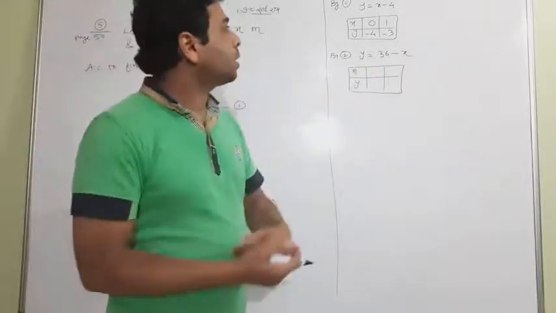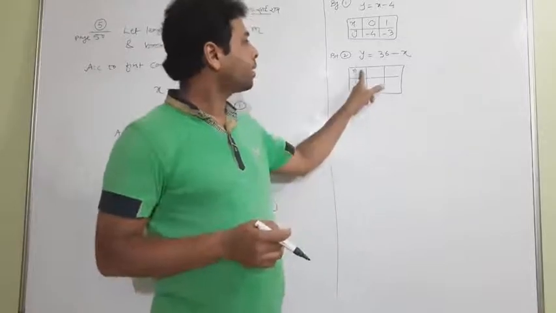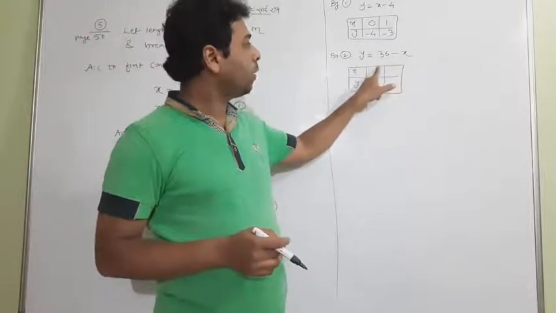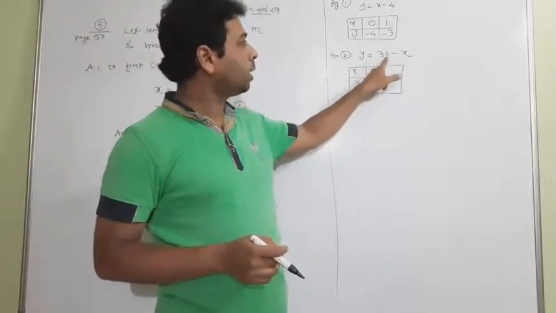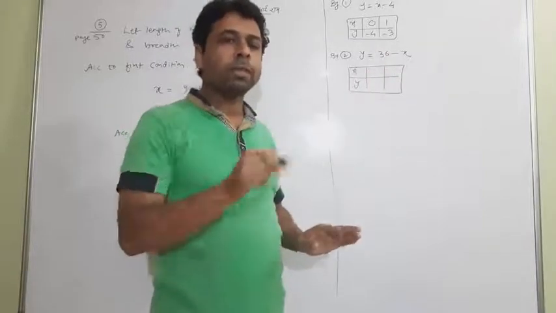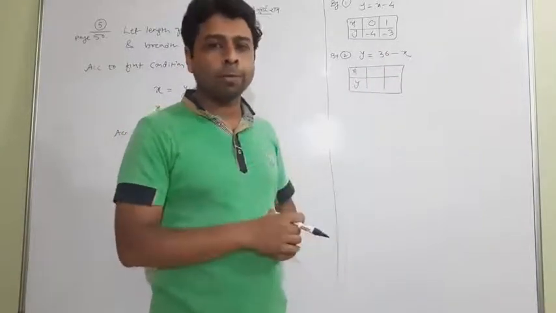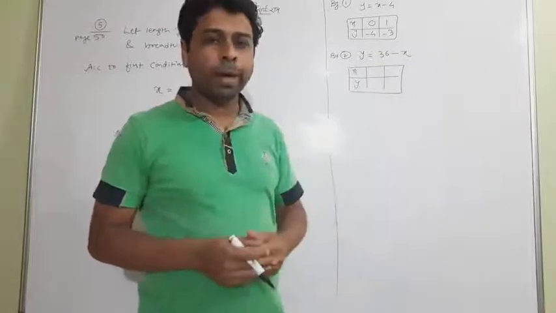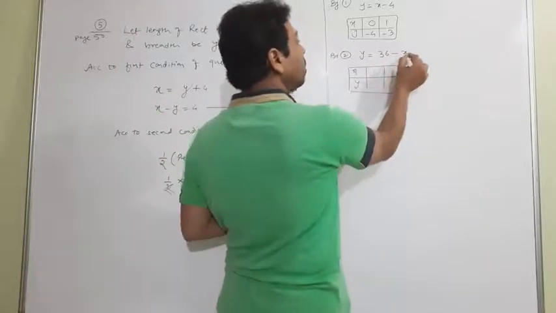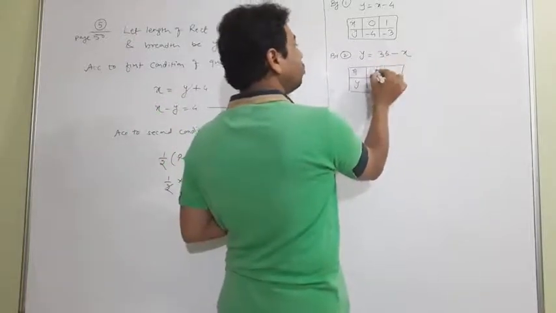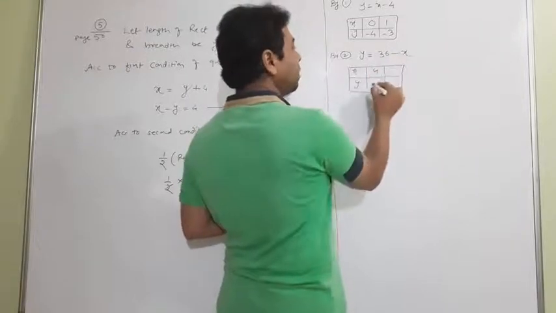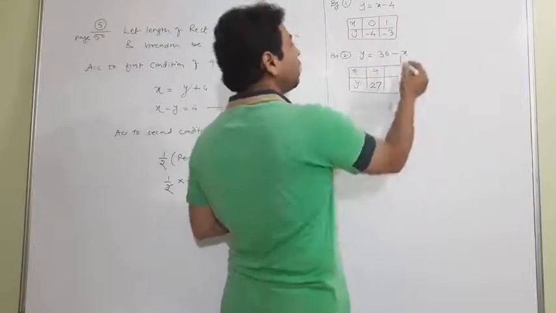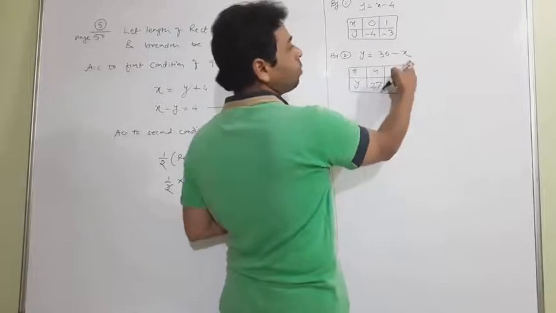Now how to find the answer? At x and y, we'll put the values. If you put x is equal to 0, y is equal to 36, which is a big value. Sometimes it is tough to draw on the graph. So we'll choose some bigger values, like x is equal to 9, so y is 27. Okay, fine. When I put x is equal to 18, y is 18.